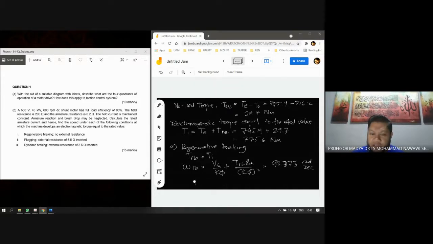Then you can find that the N_RP equals to 650 point RPM. So you calculate that, and that gives 650 RPM.